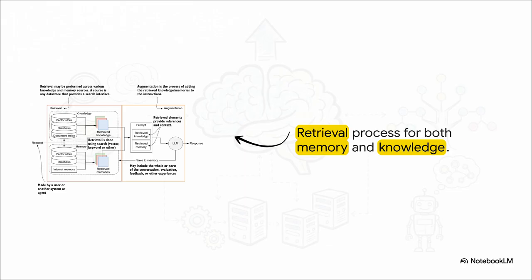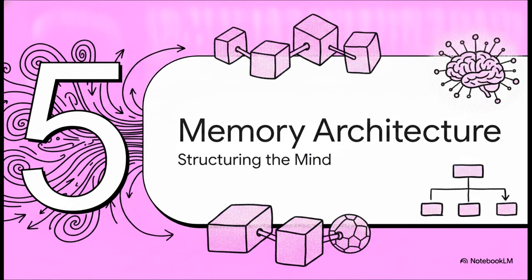before generating an answer. The exact same retrieve then generate pattern we use to search a corporate PDF is the identical engine powering the agent's ability to remember your name, your past questions, and your unique interaction style. It's so elegant. Which brings us perfectly to Section 5, the architecture of agent memory.